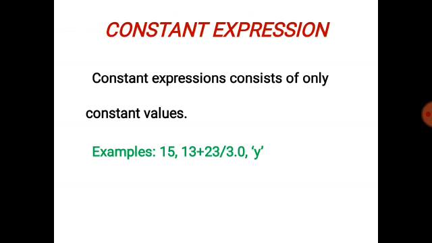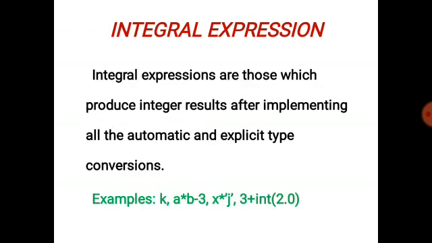Next one, constant expression. A constant expression consists of only constant values. Here we have taken 15, 13 + 23 / 3, and so on. Anything that we take as a constant value, we call it a constant expression. The next one, integral expression. Integral expressions are those which produce integer results after implementing all the automatic and explicit type conversions, like a * b - 3 * j, or we can take any other integral expressions like this.